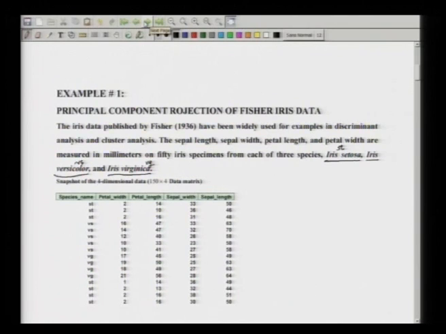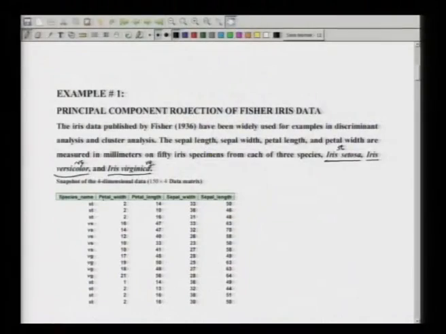Now, what are we going to do? You can easily guess that we can project this 4 dimensional data on a 2 dimensional plane and see if there is any link between the measures, that is the measures of the characteristics, and the type of the species.